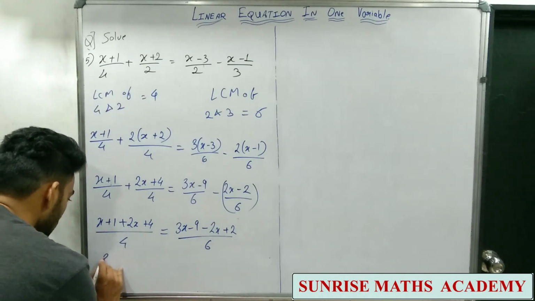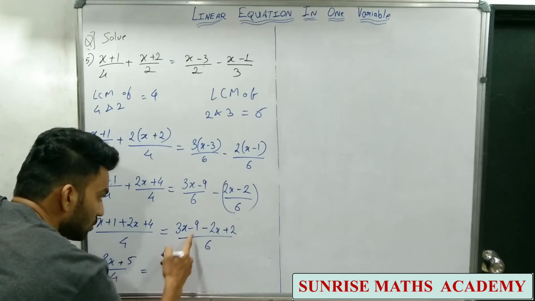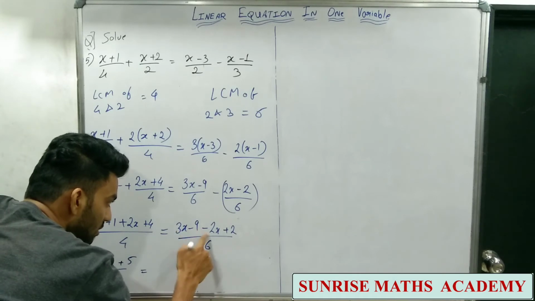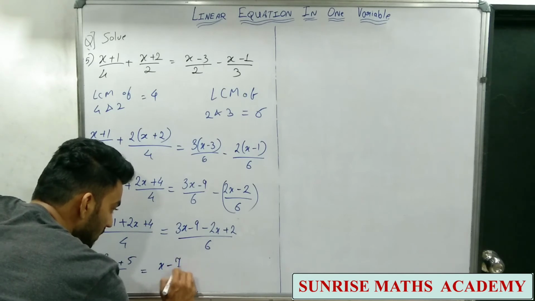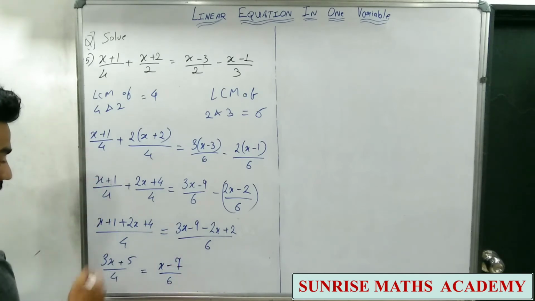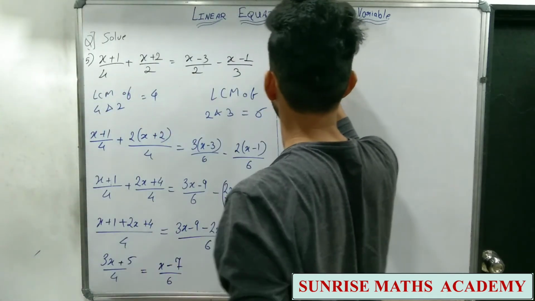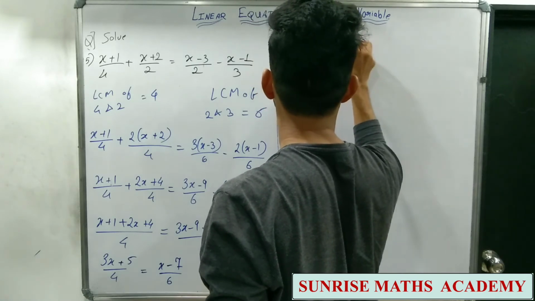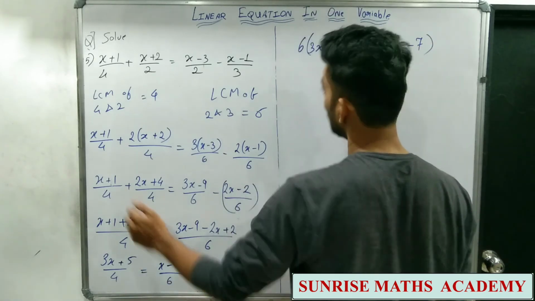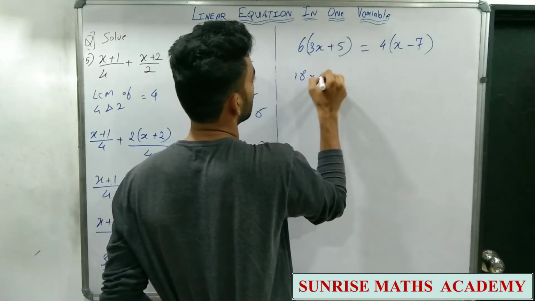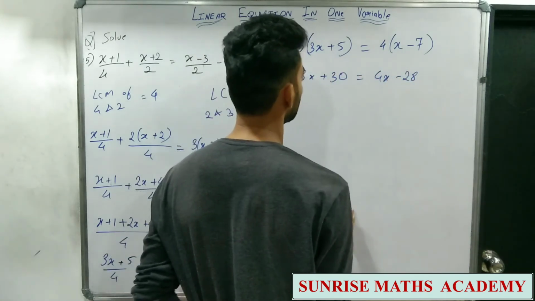Now x plus 2x is 3x plus 1 plus 4 is 5 upon 4 equals to, here 3x minus 2x will be 1x minus 9 plus 2 will be minus 7 upon 6. Now we'll do the cross multiplication. 6 will come here, multiply, 4 will go on the other side and multiply. So 6 into 3x plus 5 equals to 4 into x minus 7. We have done the cross multiplication. 6 3 is 18x plus 6 5 is 30 equals to 4x minus 28.